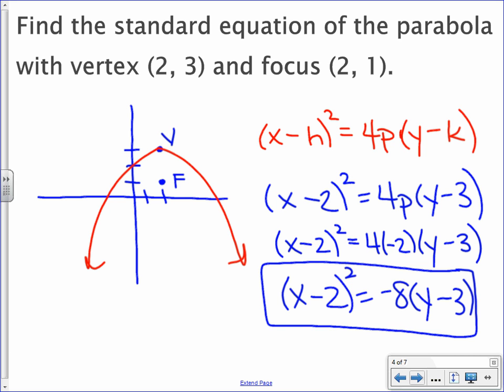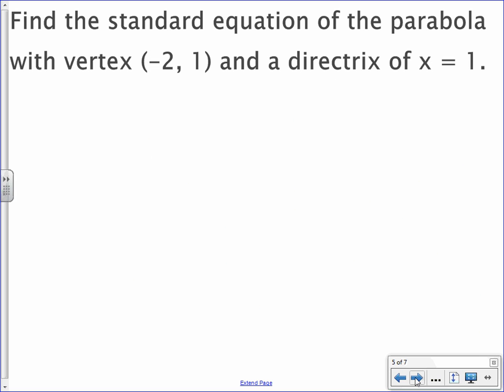Okay. Next example. I want you to do this without me. And see what you come up with. So this time we have a vertex and a directrix.